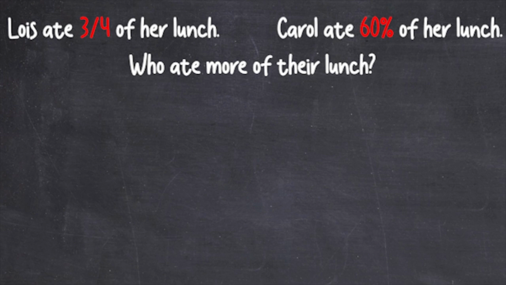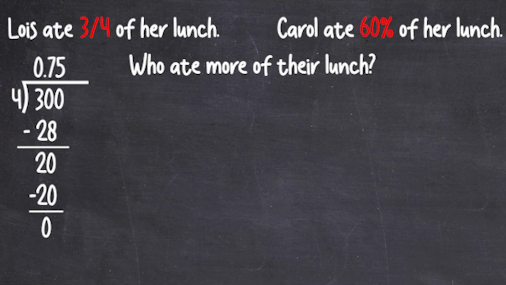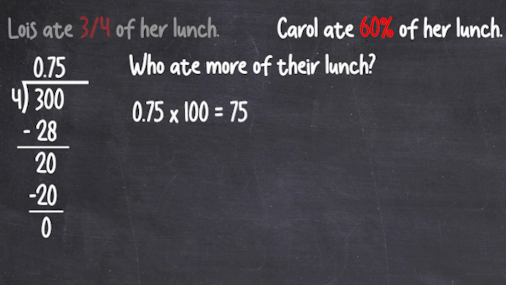Pause the video to see if you can solve this one. Let's check your work. Start by changing the 3/4 into a decimal by dividing 3 by 4. After long division, we get 0.75. Now, multiply this number by 100. Remember, to do this, just move the decimal 2 places to the right. So, 0.75 times 100 equals 75, which means Lois ate 75% of her lunch. 75% is greater than 60%. So, out of the two, Lois ate more lunch.